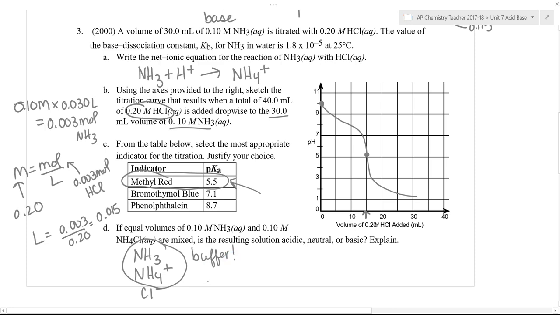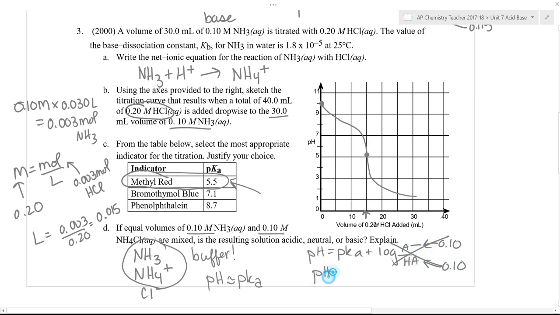And we know that for a buffer, the pH is going to be close to the pKa. They're not asking me to calculate what it is exactly. Actually, in this solution, we know they're both 0.1 molar. So if we look at our Henderson-Hasselbalch equation, pH equals pKa plus log of A over HA, if you plug in two numbers that are the same, like here 0.1 divided by 0.1, you will find that the log of this value is 0.